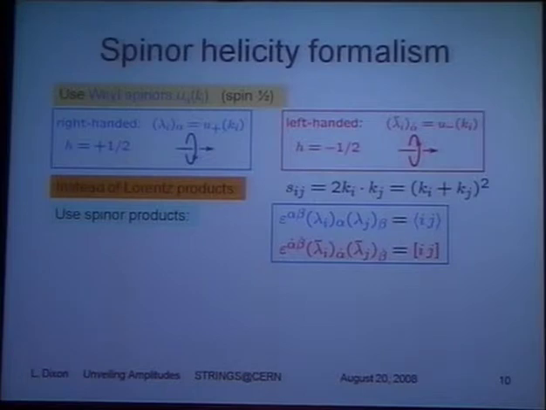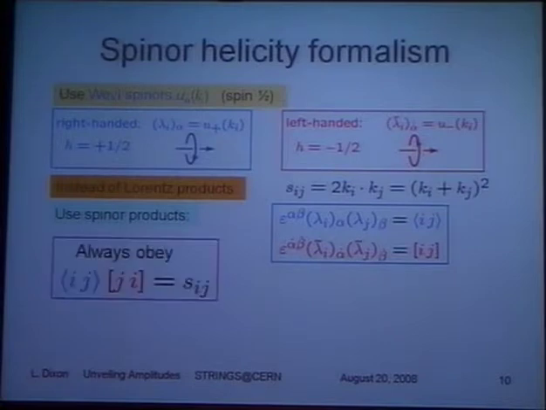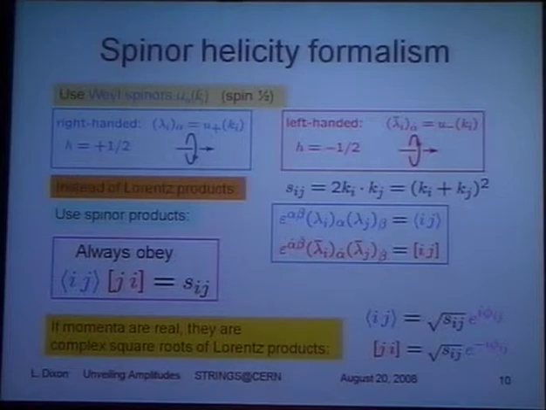So these are the angle and square brackets that, say, Stefan Steberger and Renata Kallo showed earlier. And they have this important property, which is that when you multiply two of them together, you get back the Lorentz invariant Sij, and that's just the square of Ki plus Kj, or the dot product of Ki and Kj, because we're thinking of the case where all the external particles are massless here. So Ki squared and Kj squared are zero. So they obey this relation, and if the momenta are real, then this Sij would be real, and these would be complex square roots of the Sijs.